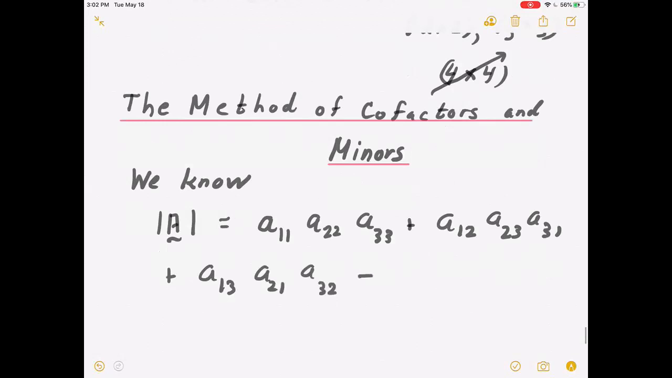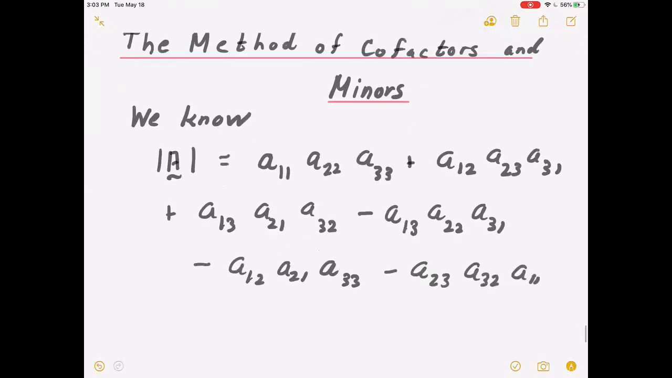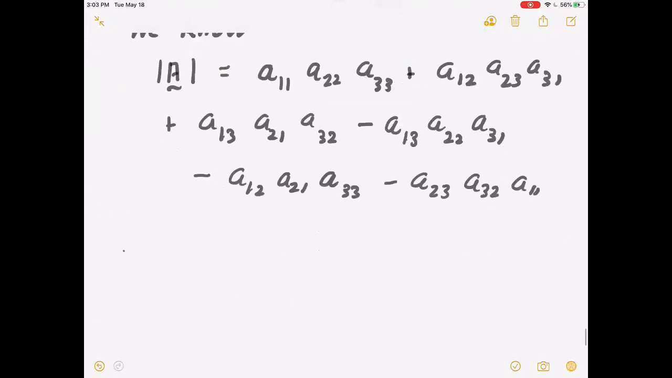And I have my 3 remaining terms that I have a minus sign due to the fact I'm going backwards: a sub 1 3 times a sub 2 2 times a sub 3 1. Then I have a minus a sub 1 2 times a sub 2 1 times a sub 3 3. 5 down, 1 to go. And finally, I have an a sub 2 3 times a sub 3 2 times a sub 1 1. And again, remember, all of this came from writing down the general form for a 3x3 matrix.